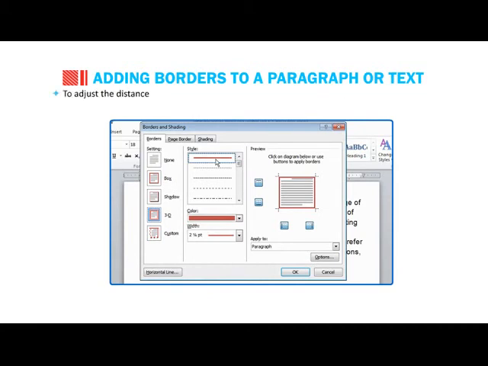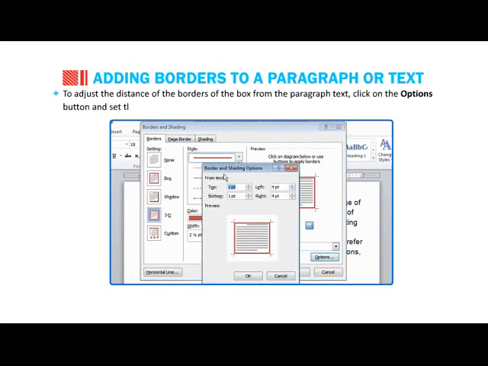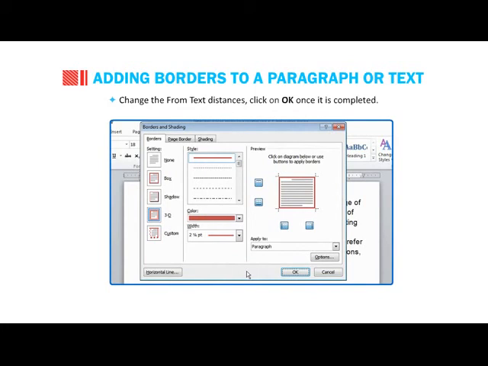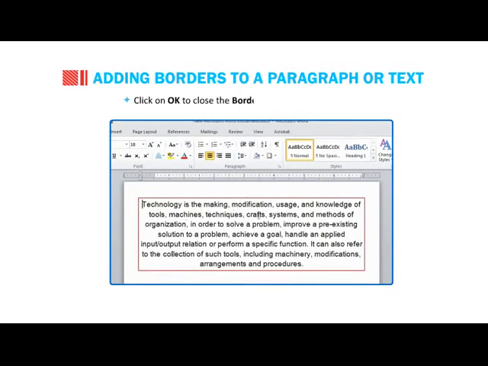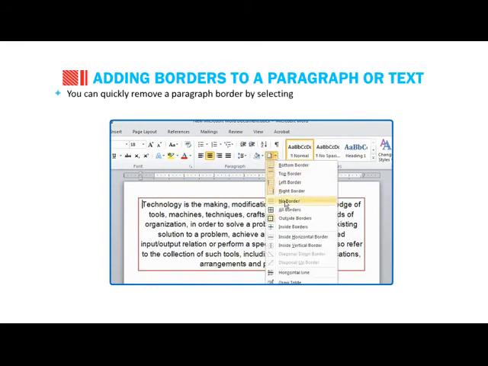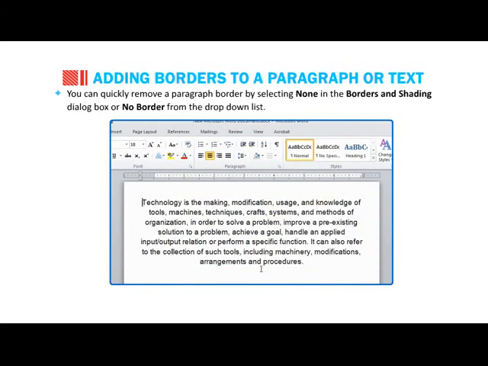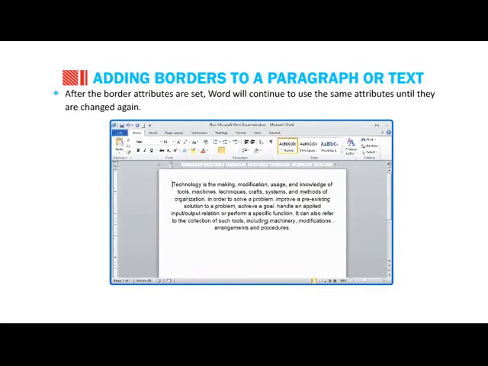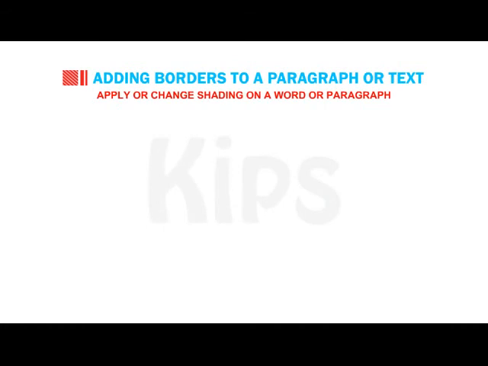To adjust the distance of the borders of the box from the paragraph text, click on the Options button and set the From Text options. Change the From Text distances. Click on OK once it is completed. Click on OK to close the Borders and Shading dialog box. You can quickly remove a paragraph border by selecting None in the Borders and Shading dialog box or No Border from the drop-down list. After the border attributes are set, Word will continue to use the same attributes until they are changed again. Apply or change shading on a word or paragraph.